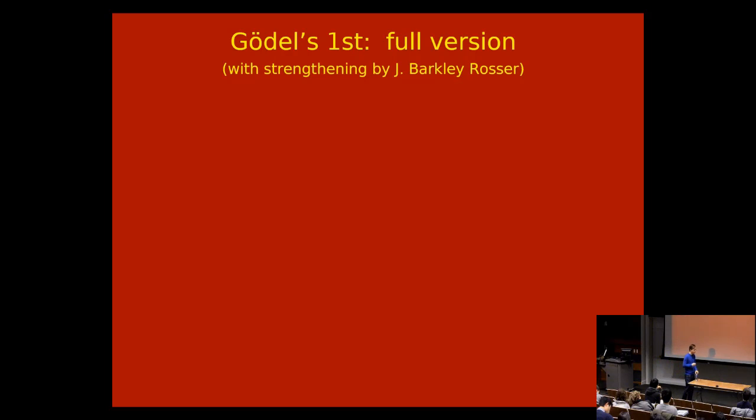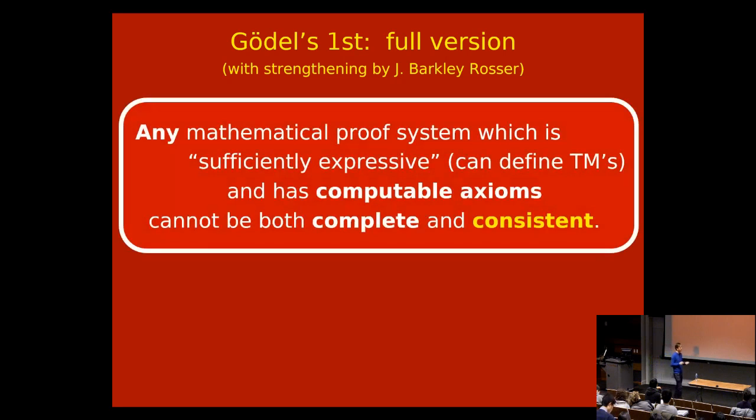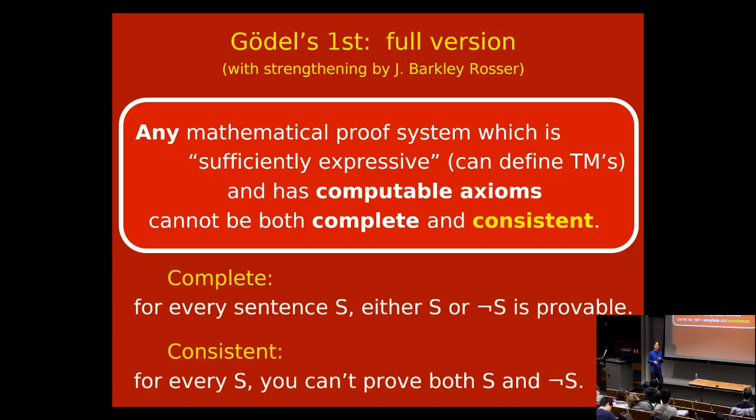Okay, so this is the full version of his theorem, the strong version. Actually, Gödel couldn't quite prove it. He had some technical annoyance that he couldn't quite prove, which was fixed by Barkley Rosser. And this is the real Gödel's first incompleteness theorem. Any mathematical proof system, like ZFC or whatever, which is sufficiently expressive and has computable axioms, cannot be both complete and consistent. Remember, it used to say complete and sound. Now it says complete and consistent.